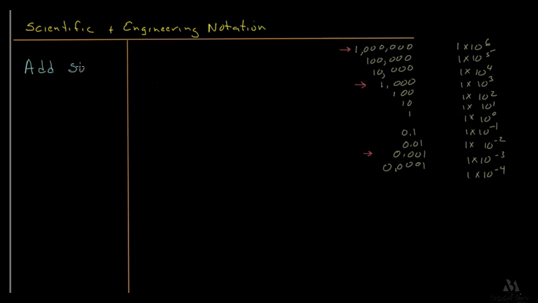Regardless of whether we're doing scientific or engineering notation, when we add numbers or subtract numbers, we make sure that all the exponents are the same. So all the exponents need to be the same, and it doesn't matter which one you use. When we multiply and divide, we are simply going to add or subtract the exponent part.